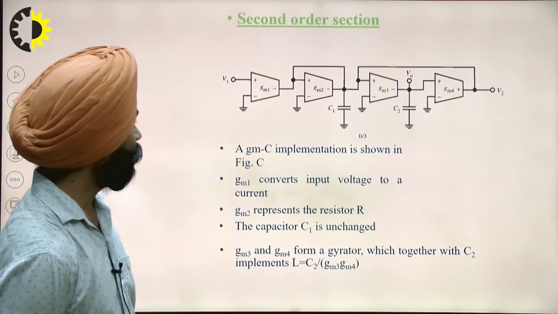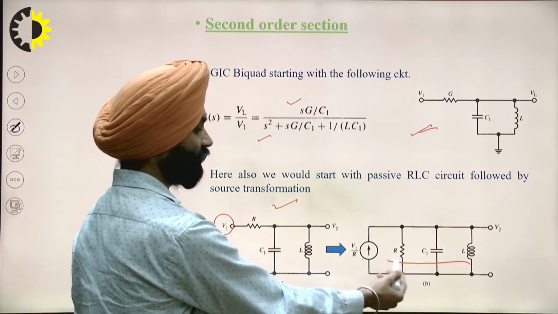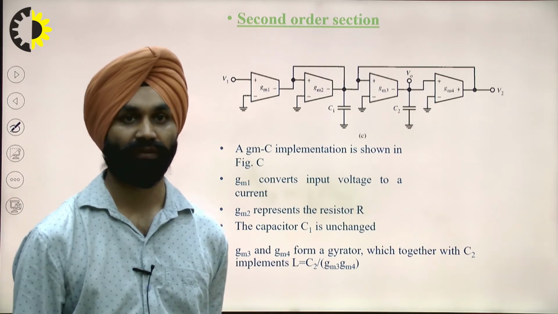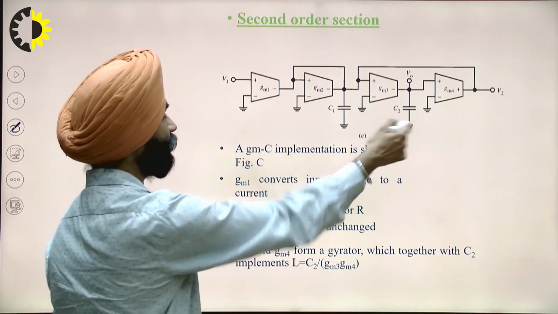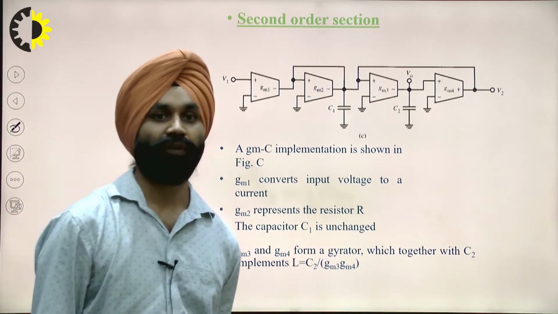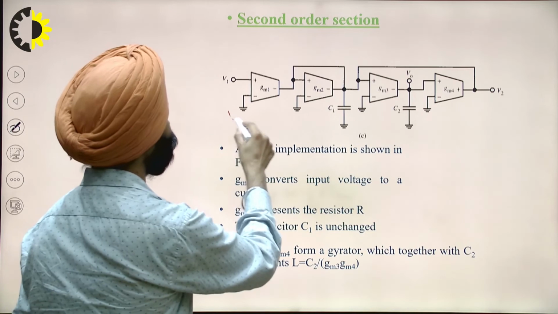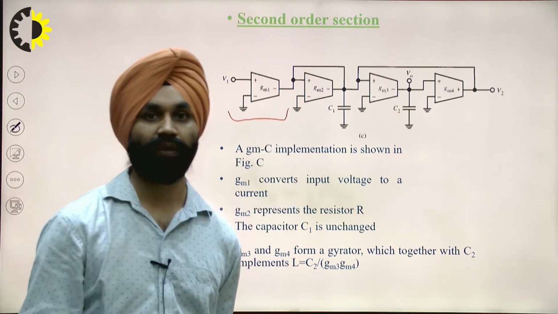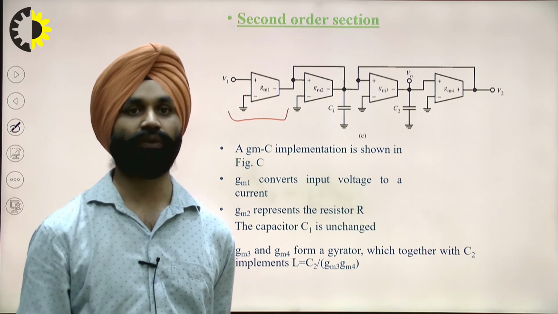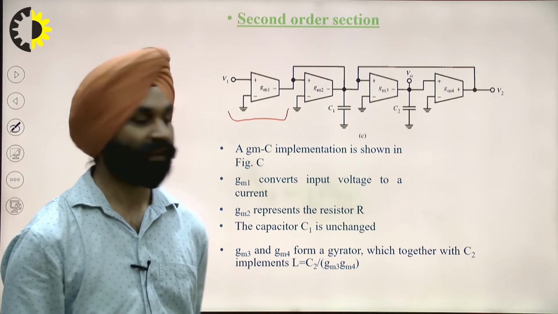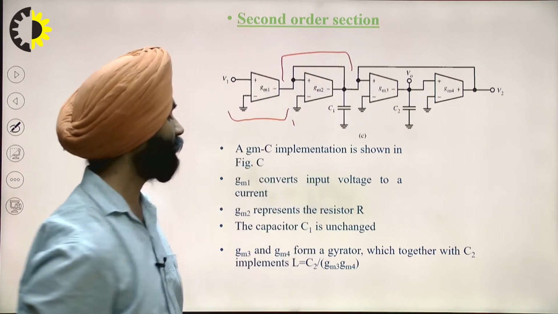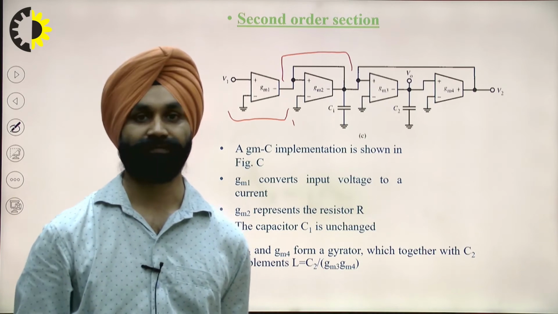So now if we have a source, a resistance, capacitor and inductor, we can take one by one to make all these implemented in series. For example, this GM1 will convert the input voltage source into current. GM2, if you can see, the feedback is there and it represents a resistor.